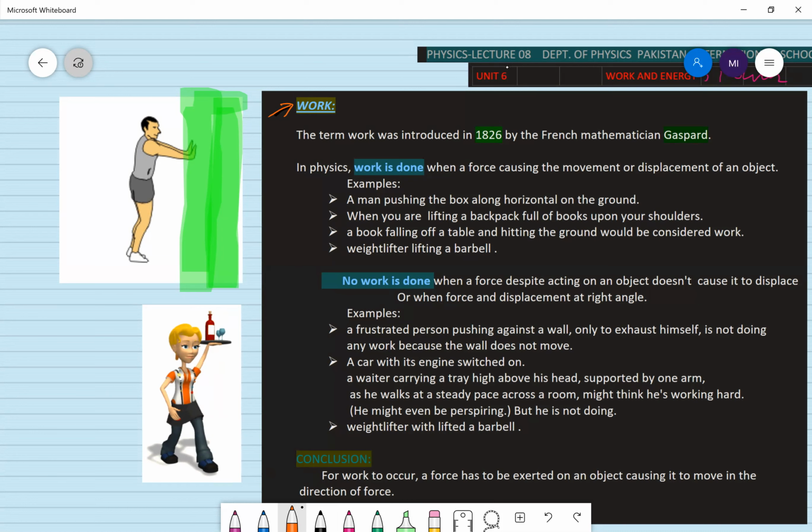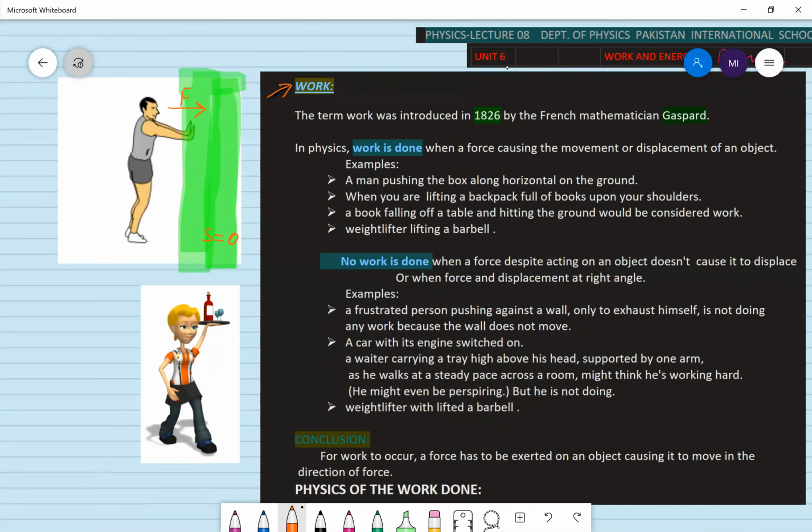So here in this case, you do not see the wall move. The wall displacement is zero. The wall does not move, and the man constantly applies a force on the wall. There is no motion in the wall. So we cannot say that the man is doing work. This is one example. Another example, a car with its engine switched on.